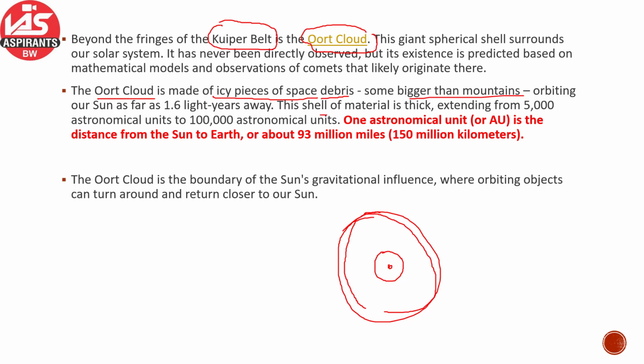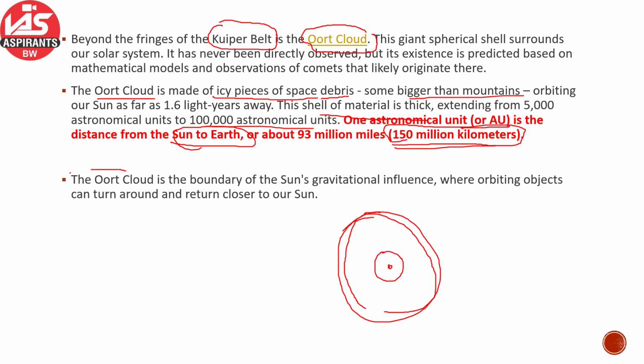Now this shell of material is thick, and it extends from 5,000 astronomical units to 100,000 astronomical units. So what is an astronomical unit? One astronomical unit is basically the distance from the sun to the Earth, which is 150 million kilometers. So remember, a light year is the distance light travels in 1 year, and one astronomical unit is the distance from the sun to the Earth, which, we know, is 150 million kilometers.